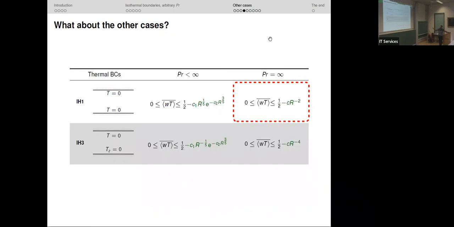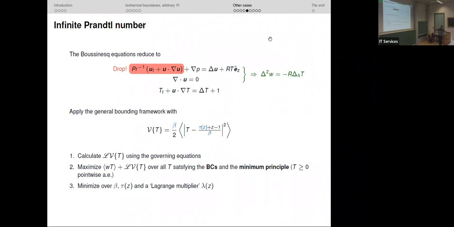Slightly more interesting is the infinite Prandtl number case. So I will focus on the case of the isothermal boundaries here. In this case, the equations of motion simplify because all of these terms that are multiplied by 1/Prandtl drop out. So the nonlinearity in the momentum equation drops out, and you can effectively slave the velocity to the temperature, which becomes the only dynamical variable in the problem. And in particular, you have this bi-Laplacian equation that links the vertical velocity W to the temperature.